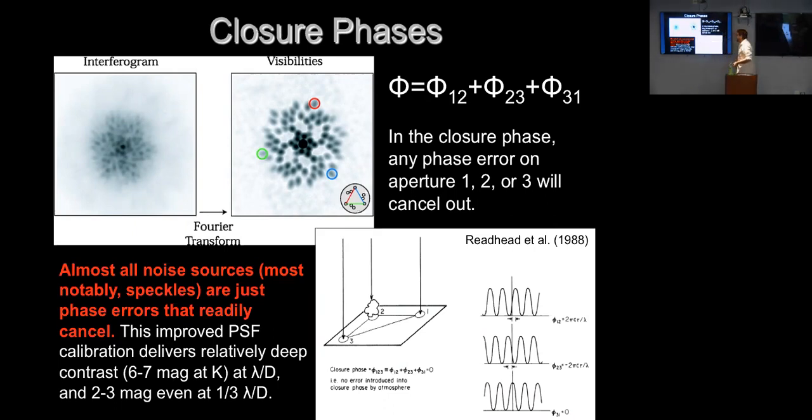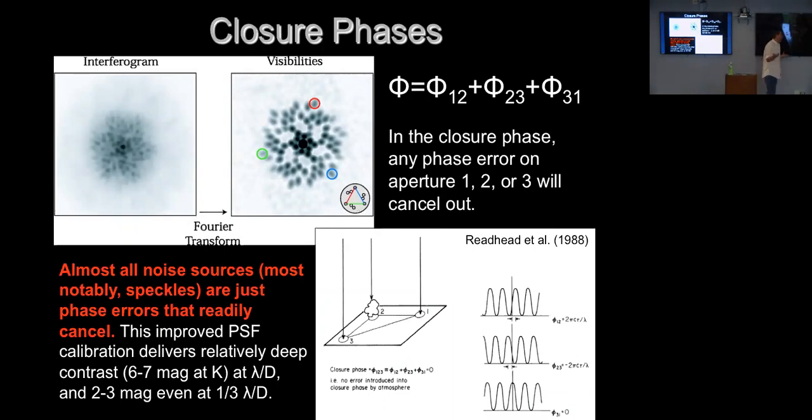And then if you have some phase error specifically on one of them, and the cartoon view from back when this was first suggested in the 80s is you have some positive turbulent atmosphere over one of them, you might introduce a positive phase error on this baseline. We'll introduce a negative phase error on this baseline. So on the sum, that cancels out.